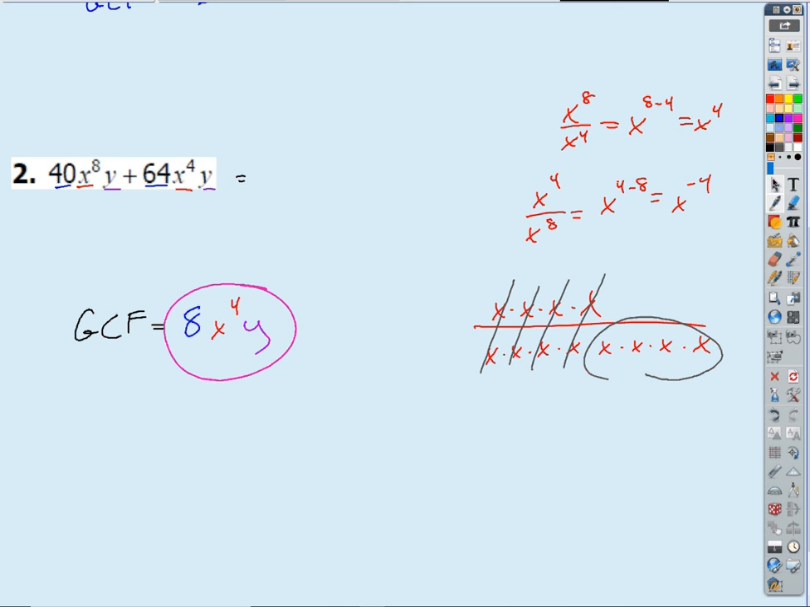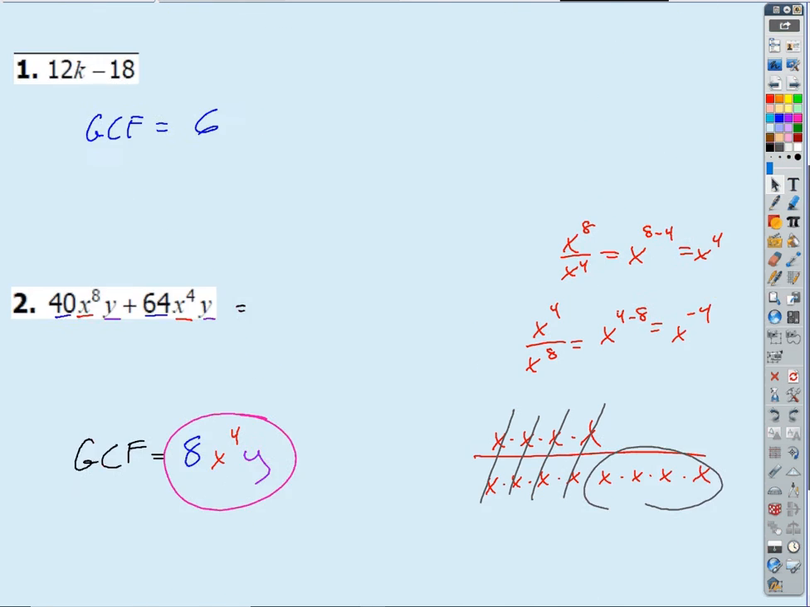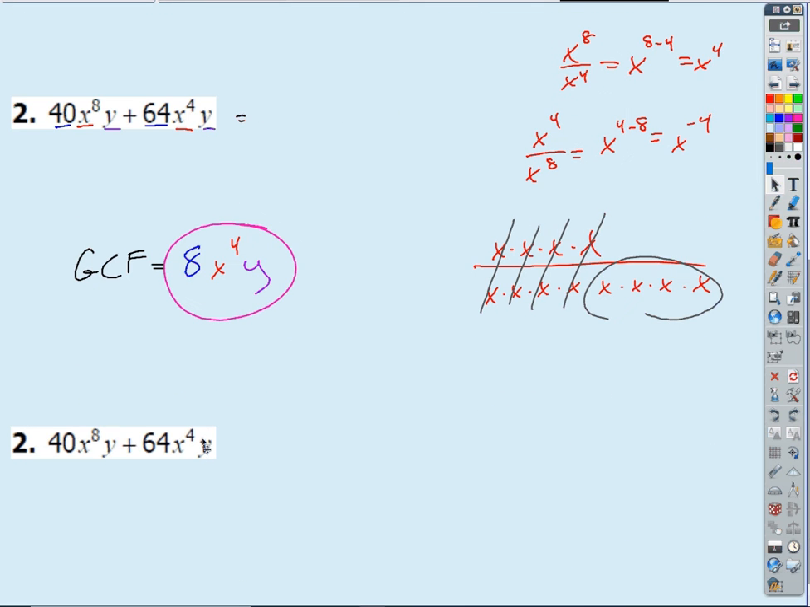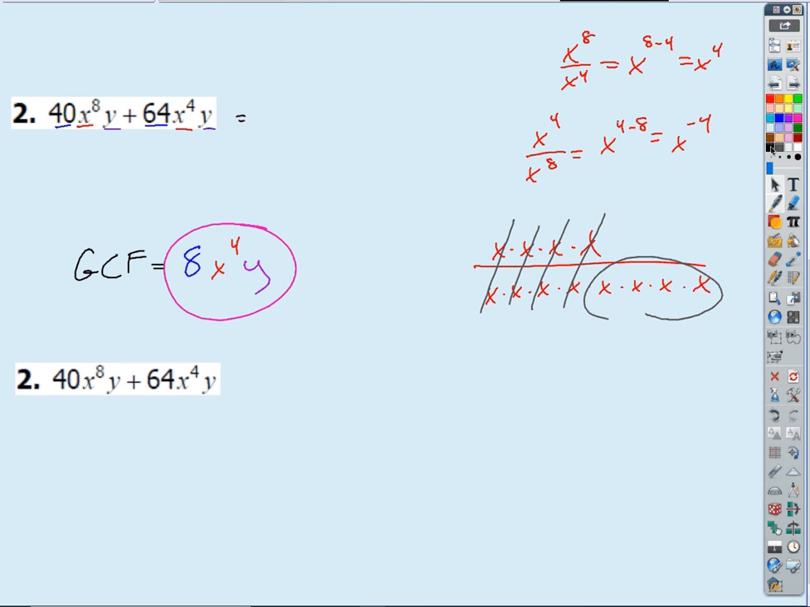Here, I'm going to do this a little differently. Let's go. Okay, so this is going to equal, my greatest common factor is 8x to the 4th y, but what's going to be left behind when I divide that away? Well, let's find out. I could just divide each of these terms by 8x to the 4th y and find out.